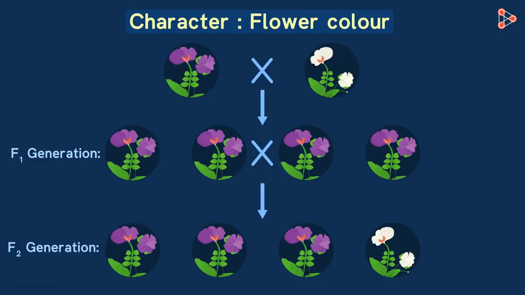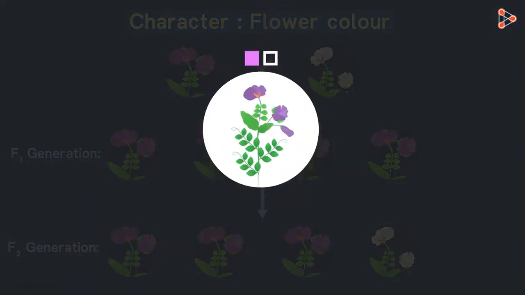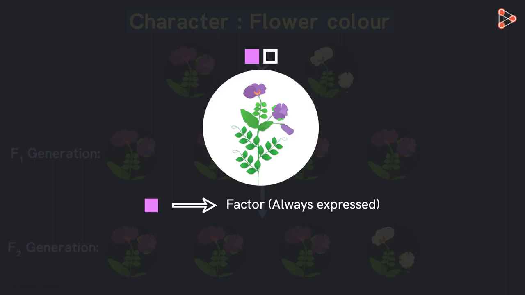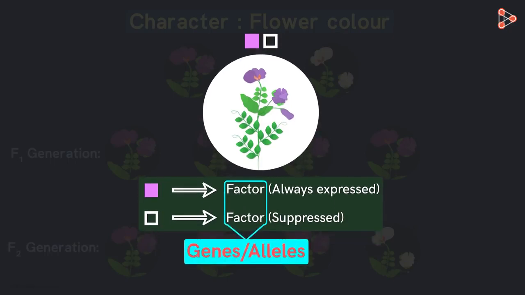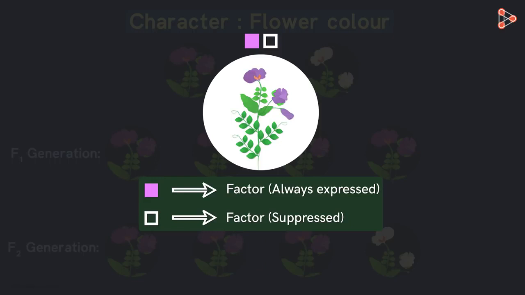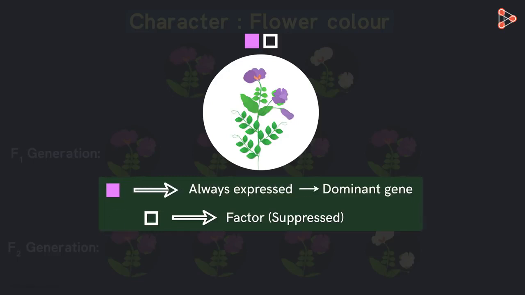He explained that in organisms like the green peas, one factor is always expressed and it overpowers the presence of the other factor. We call these factors genes or alleles now. We will have a detailed look at what genes mean in our upcoming parts. But for now, let's focus on Mendel's work. In today's terms, Mendel said that some genes are always expressed irrespective of the other. These are called dominant genes. The others which are suppressed are referred to as recessive genes.